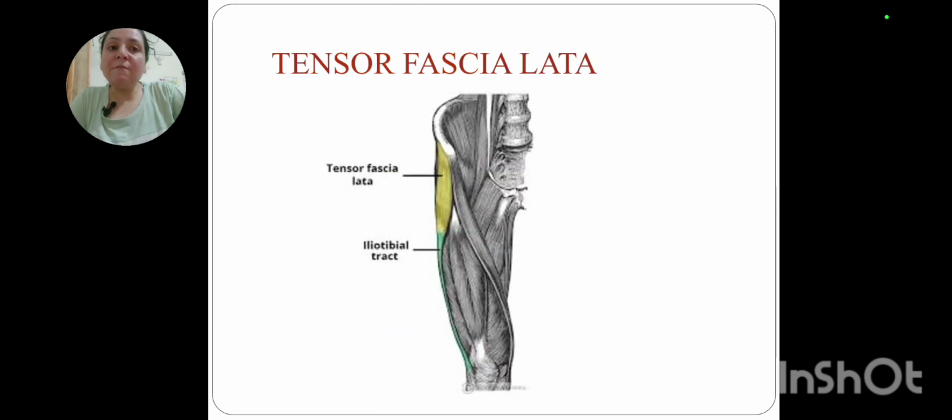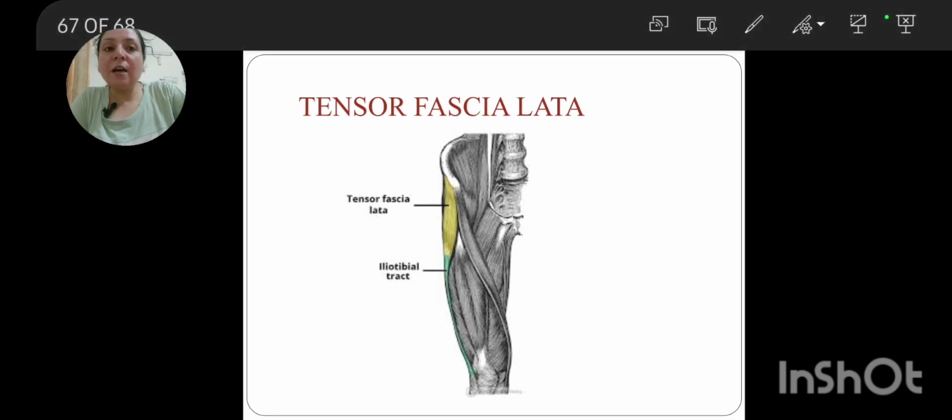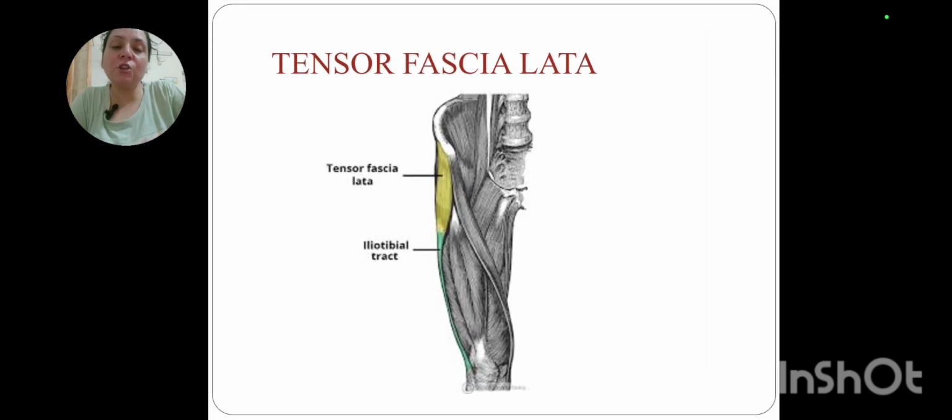Fine. And tensor fascia lata, if you can see, it is running from the iliac spine and getting inserted on the lateral side. You can see this is bringing about the abductor movement as well as the lateral rotator movement. So it is a hip flexor as well as brings about the lateral rotator movement. So this is the kind of compensation two joint muscles do.